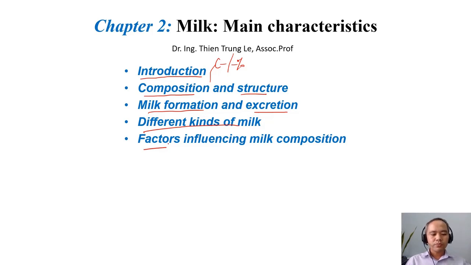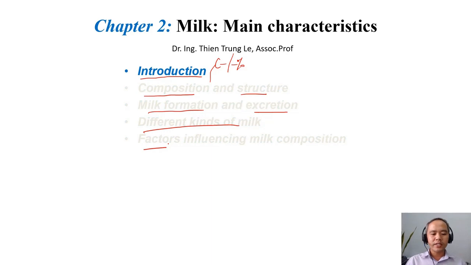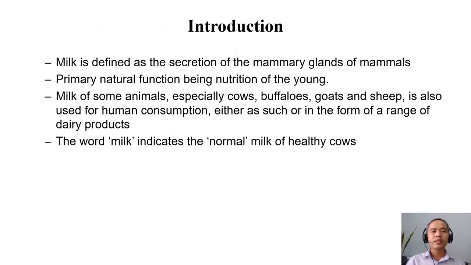Right, so we go to the first part, introduction. What is milk? In biological terms, milk is defined as the secretion from the mammary glands of mammals. Mammals are animals which have mammary glands. And the primary function of milk is to provide nutrients to the young, to the infant.